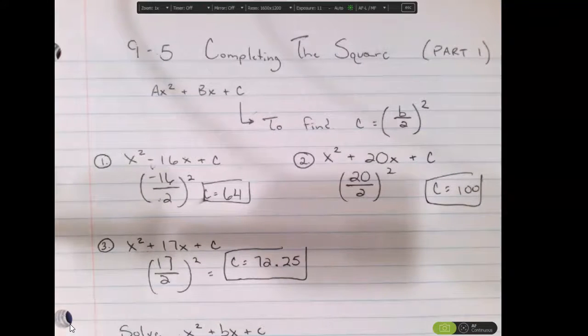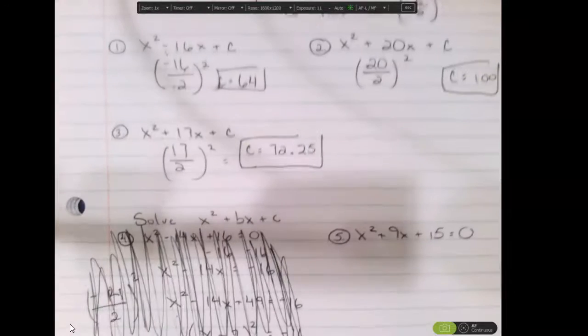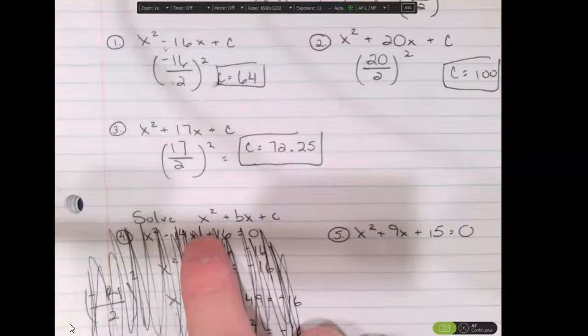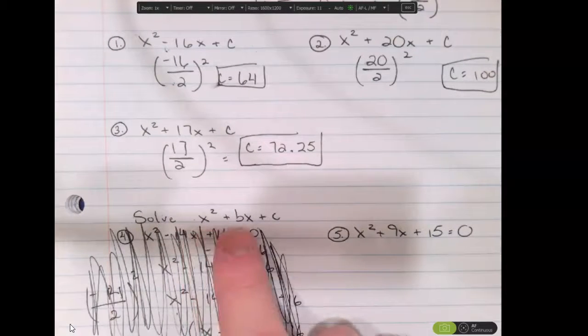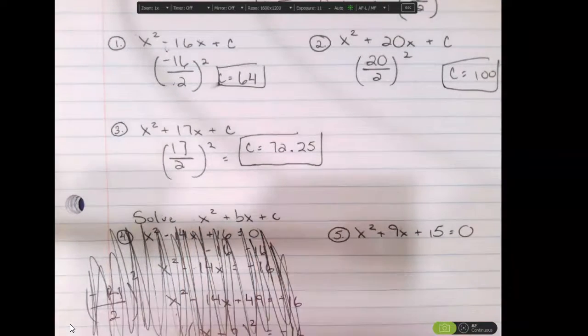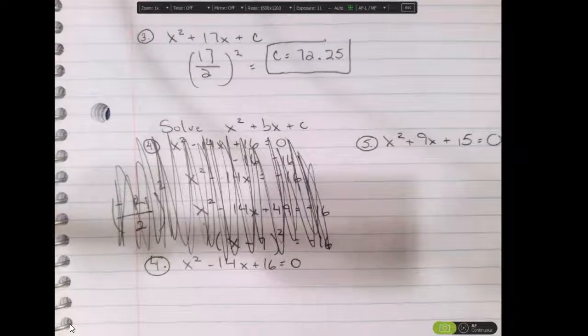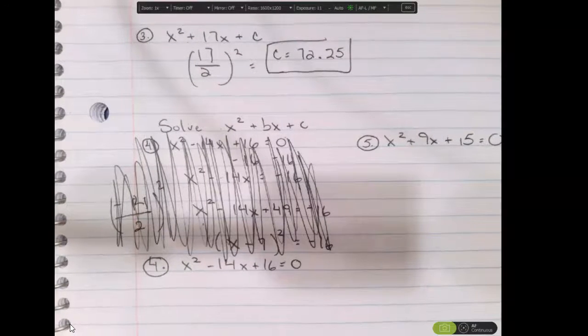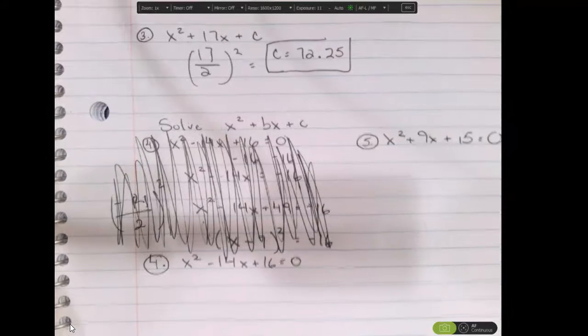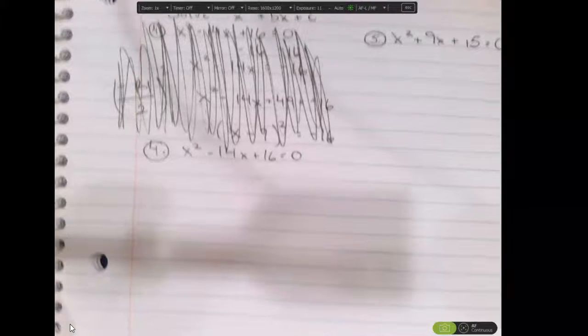Now, moving into actual solving. So this time I wanted to solve for x squared plus bx plus c, the same form as standard form that we've been working with. So let's start out with number 4. Let's start out with a problem that's already set up in the x squared plus bx plus c format. So I have x squared minus 14x plus 16.